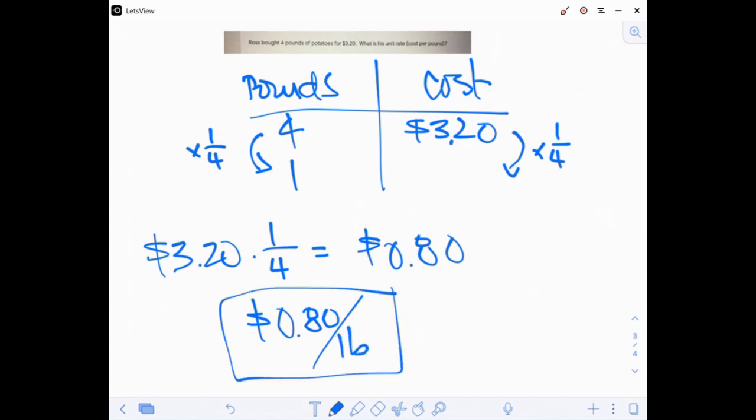Okay. So you can see in each of these questions, the way that I solved them was I set it up with a table. We knew that they were proportional relationships looking at the header of these problems. So using the table helped me solve them in a clearer way.